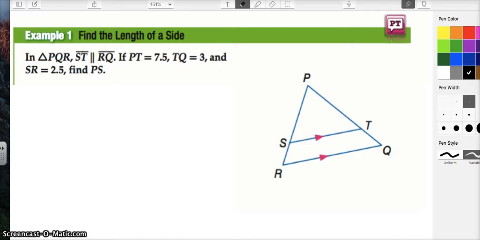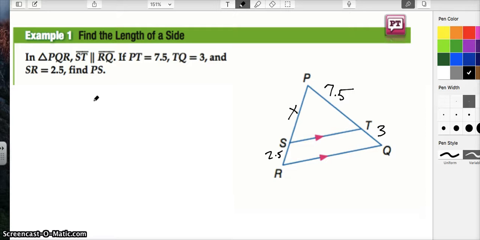So here in example 1, we're going to use that theorem we just discussed. Here we have triangle PQR, and we see that ST is parallel to RQ. And we're given the fact that PT is equal to 7.5, TQ is equal to 3, and SR is equal to 2.5. We are to find PS. One of the most important things to do is to honestly just write down the information given. So I'll put my 7.5 here, my 3 here, my 2.5 here, and then PS, I'll put an X.